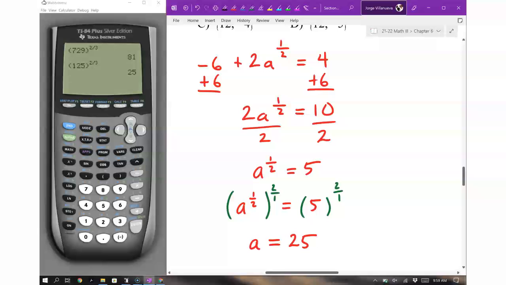How are we doing? We okay? So it's not too bad. It's just get rid of that fractional power, right? Once you get rid of it, it should be easier.